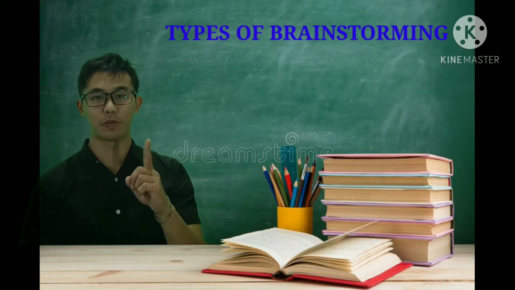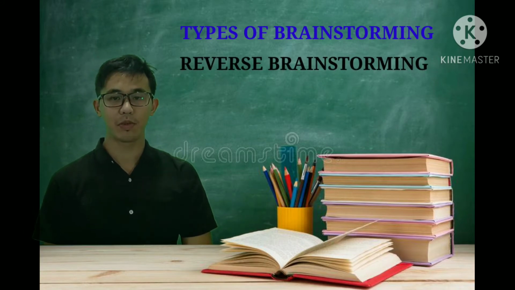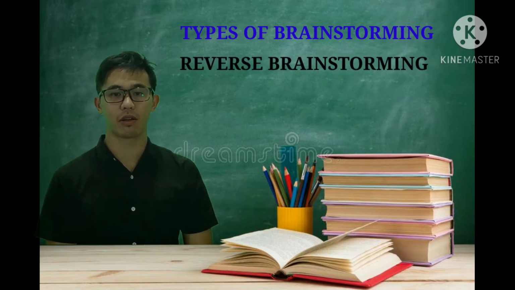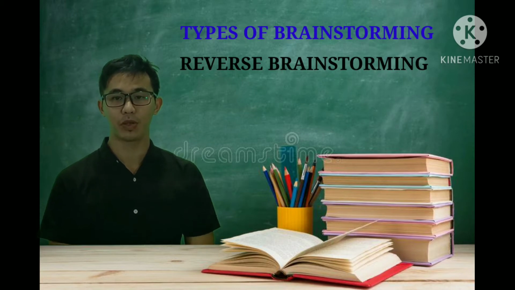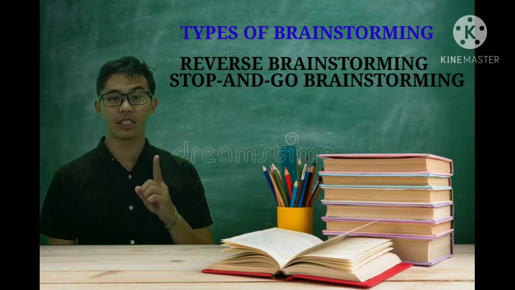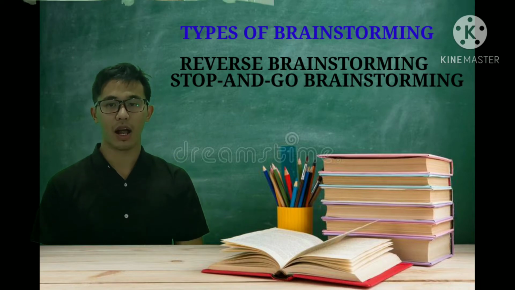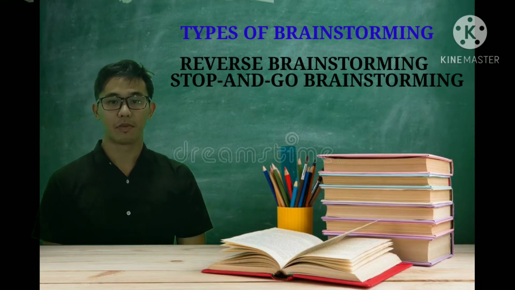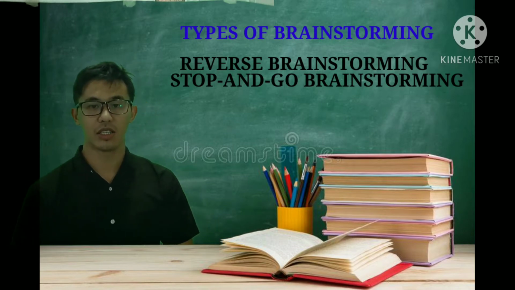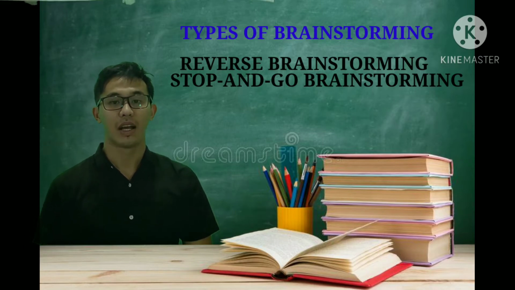There are different types of brainstorming. First is reverse brainstorming, a creative problem-solving technique in which the problem is turned around and considered from different points of view to spur new and different solutions. Second, stop and go brainstorming, a problem-solving technique in which a group alternately engages in brainstorming solutions without evaluation for 10 minutes, then engages in a short period of evaluation. The group continues alternating between brainstorming and evaluation.